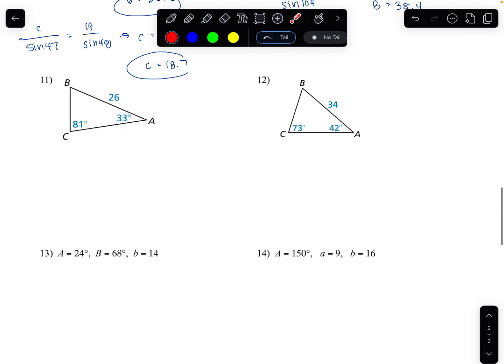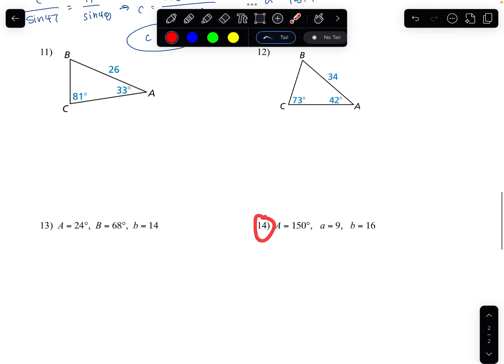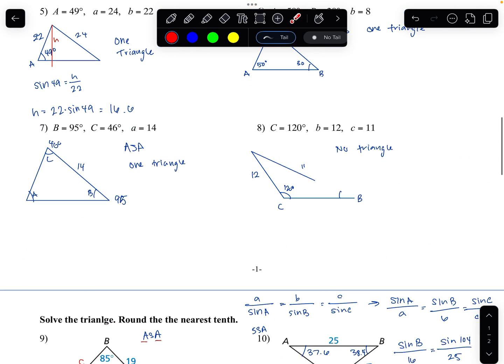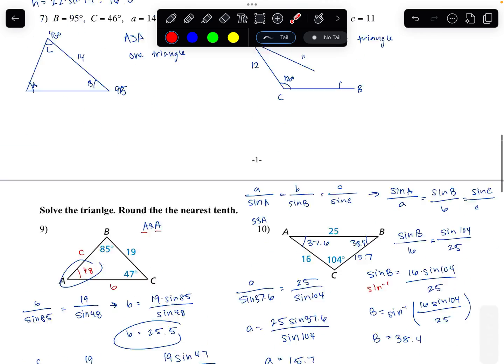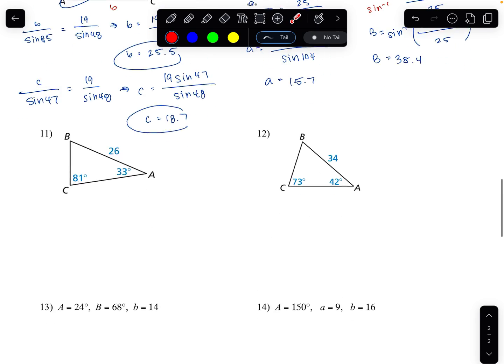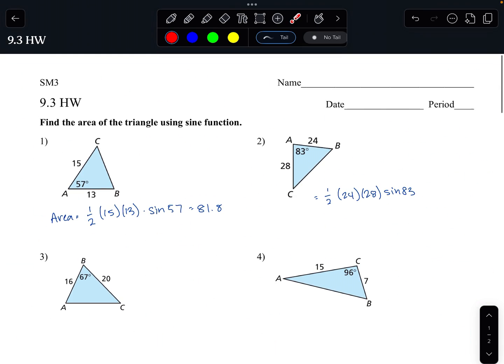But I think I've covered every possible scenario, maybe except for 14. So for 14, I would just reference this question right here and save you a lot of work. Okay, all right. That should be everything that you need for the 9.3.